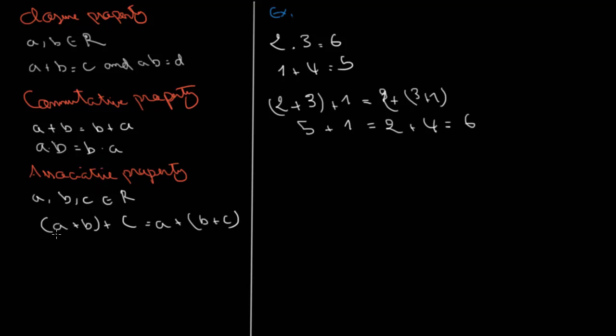Now, the associative property of multiplication is simple. We just change the symbol. And, very obvious, it doesn't need an example. Now, I'm going to show you the identity property. And it actually differs from addition to multiplication. It's not the same.